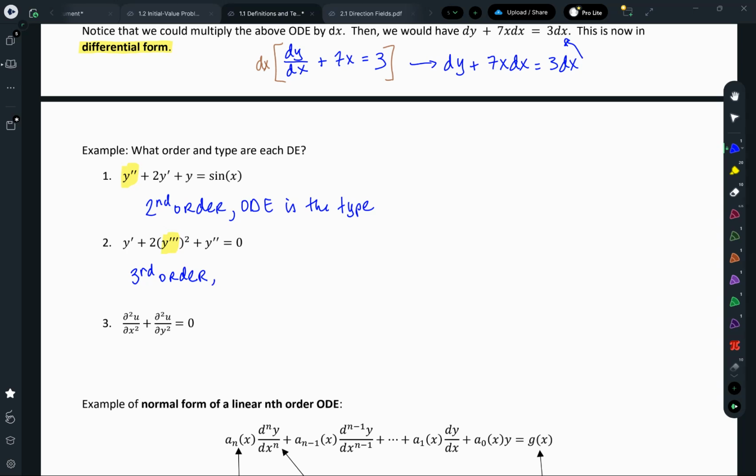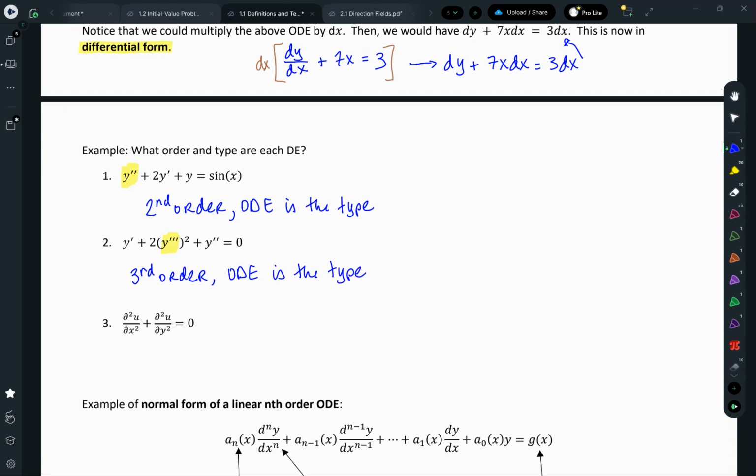And then the type. Again, I don't have any explicit independent variables sitting there, but I have to assume that y', y'', y''' are normal derivatives like we would see in a Calc 1 or Calc 2 class, like dy/dx and d²y/dx², and so on. If I can associate that y' with dy/dx, that means I'm not associating it with ∂y/∂x. And so I can assume that this is an ODE for the type.